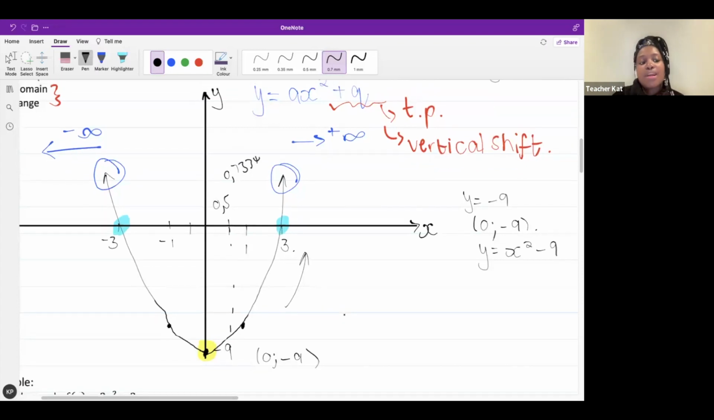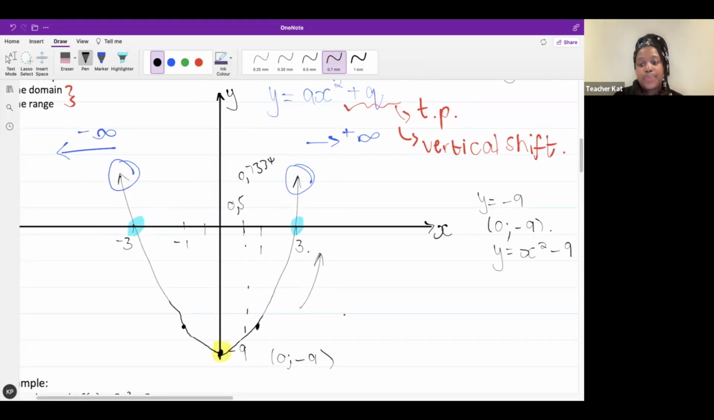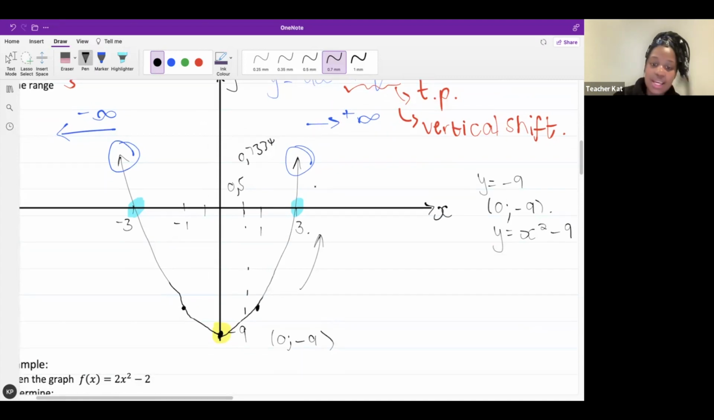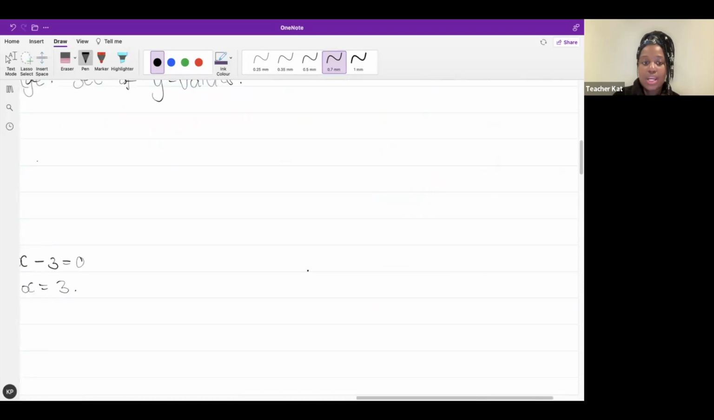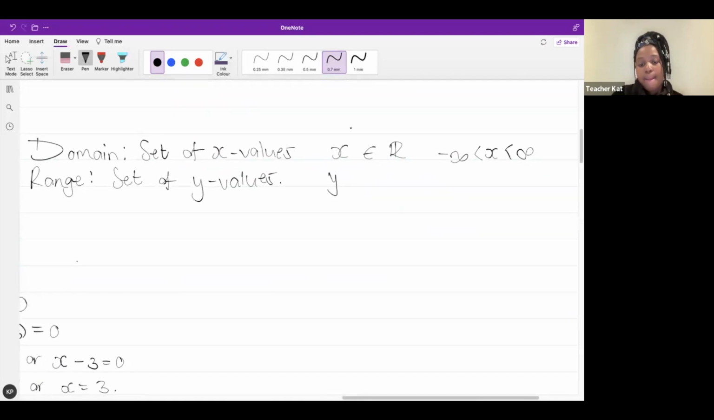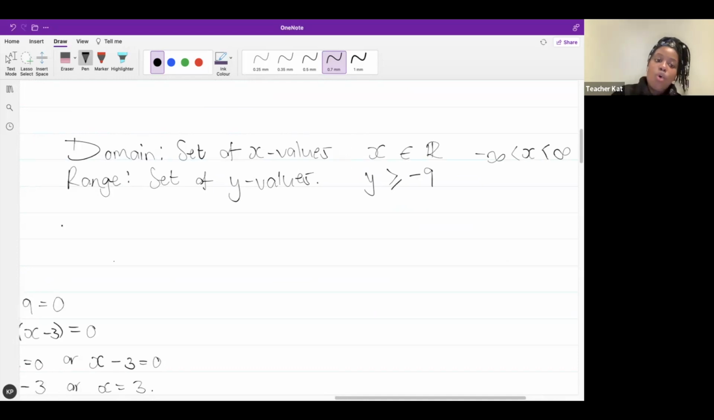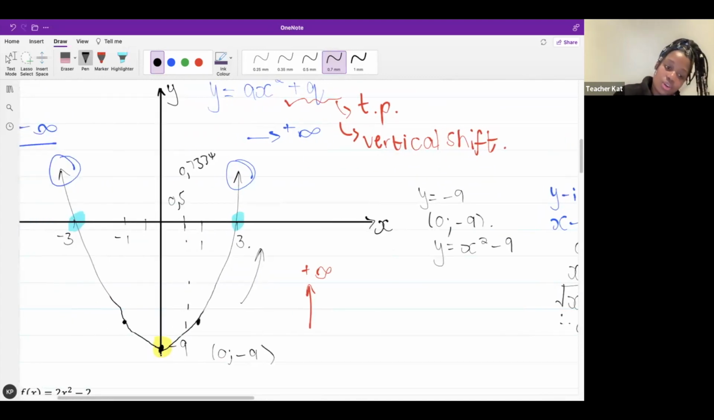Is it the same for your y values, which is my range? Is it the same for the y values? Yes, no. No, it's not, because why? There we go. It starts at -9, so it's not the same. So for my range, you say we go from -9 all the way to positive infinity. So you can literally just say my range, where is it? y is greater than or equal to -9. I say or equal to because there is the actual point on -9.